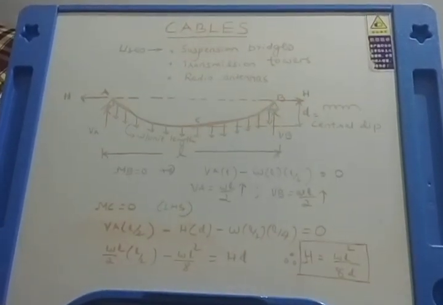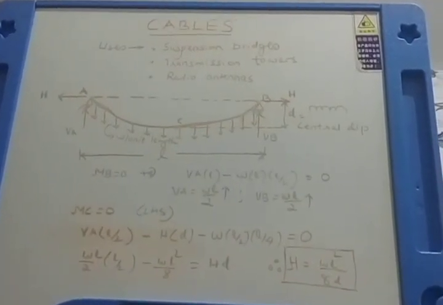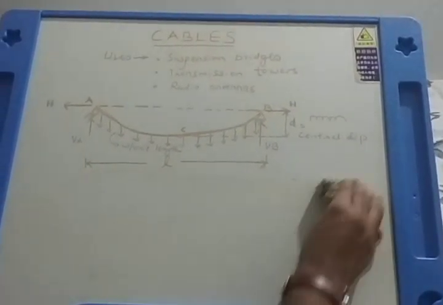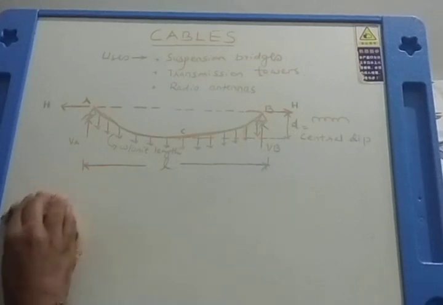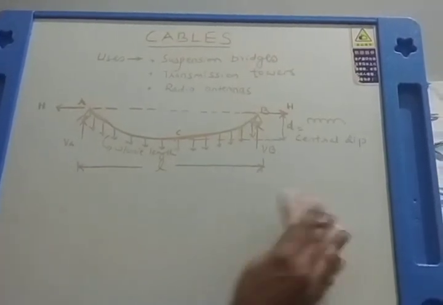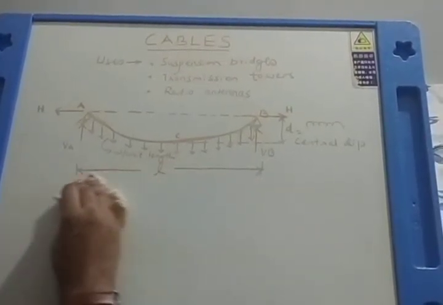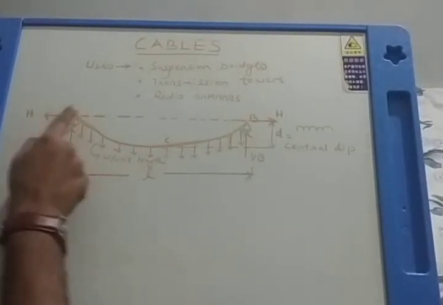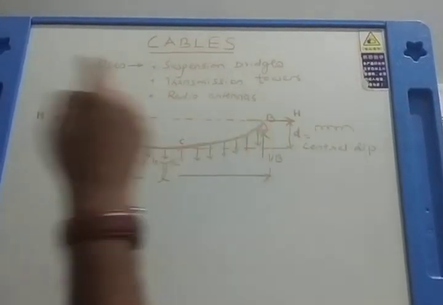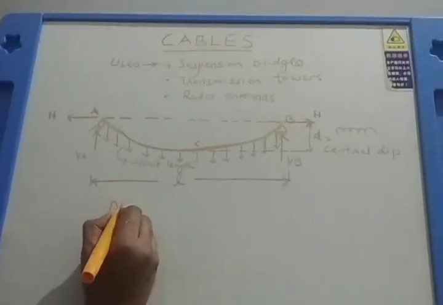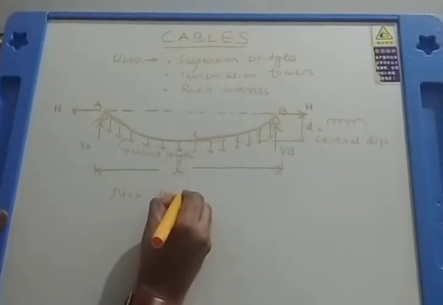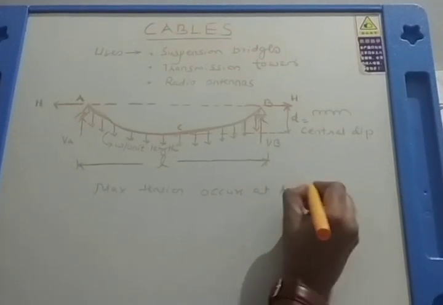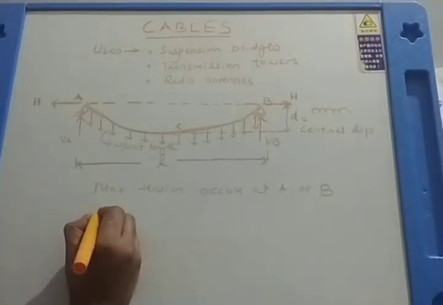Now it is more important to find out maximum tension in the cable. So dear students, you should understand where the maximum tension occurs and where the minimum tension occurs in case of cables. This is very important. The maximum tension occurs at the point where the slope of the cable is maximum. You know that the slope of the cable is maximum at A or at B. So maximum tension occurs at A or B.